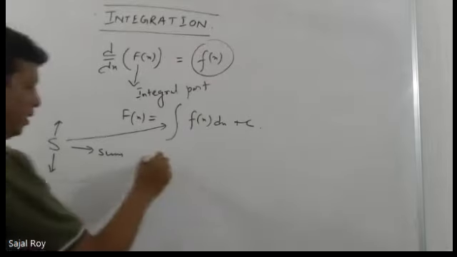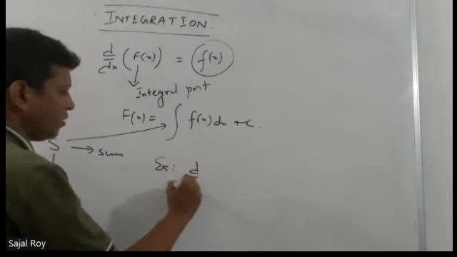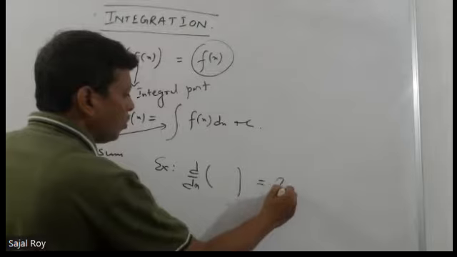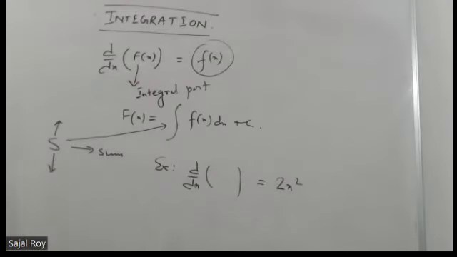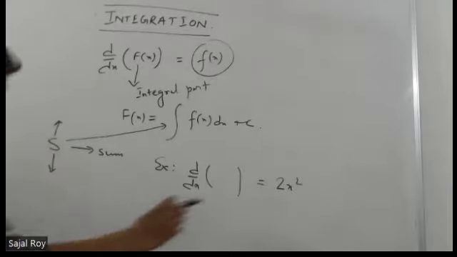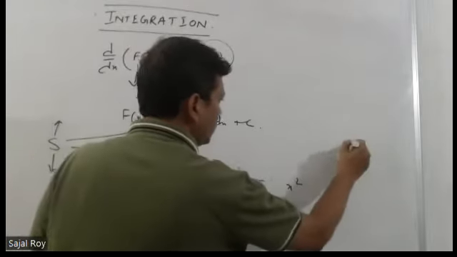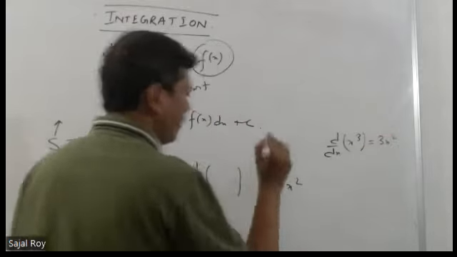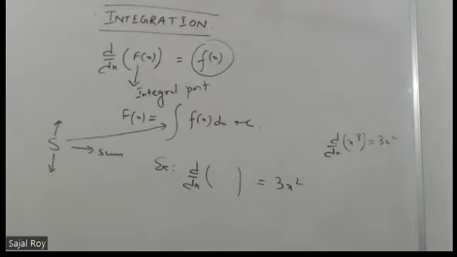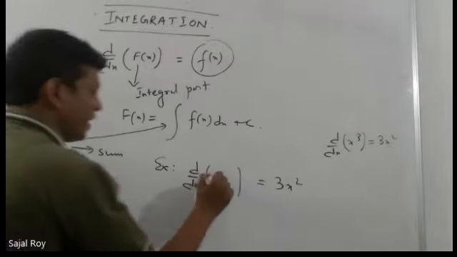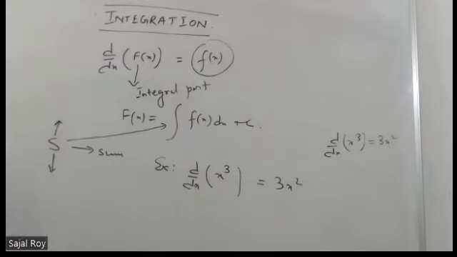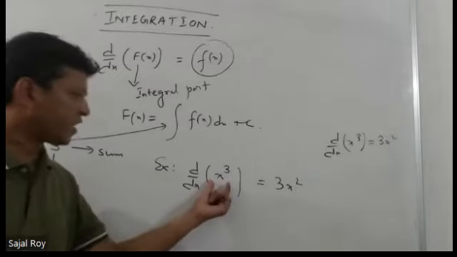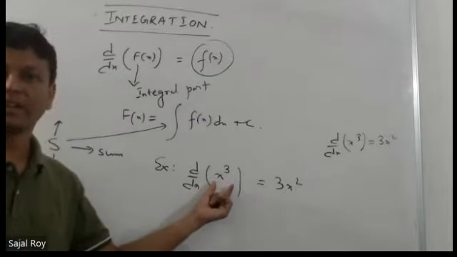Suppose, for example, I write d/dx of x cube is 3x squared. So if my question is whose derivative is 3x squared, your answer will be x cube. So this x cube is the result of the integration.